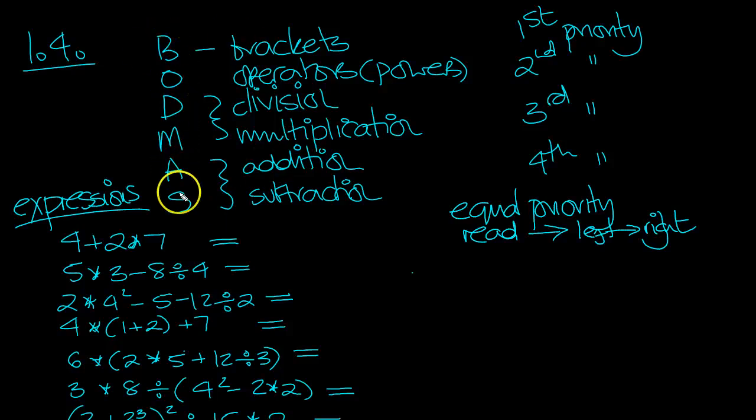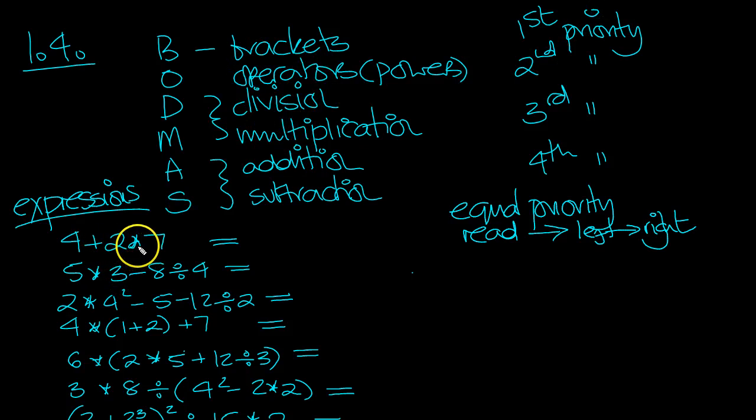Okay, then we've got this rule, the BODMAS rule. Brackets, then opposite operators, which is essentially powers, division and multiplication, and then addition and subtraction. If they're equal priority, we read from left to right, as is customary when we're reading something. And these are the levels of priority for these things.